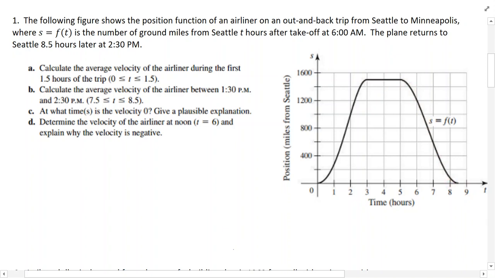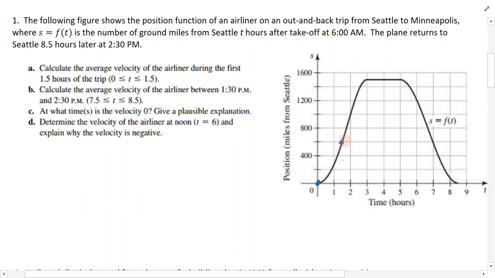So from this, we can answer a couple of questions. The first question says, I want to calculate the average velocity of the airliner during the first 1.5 hours of its trip. In other words, what is the average velocity when time is between 0 and 1.5? So over here on the graph, we have 0 and 1.5, which is about right here at 600. So I want to know, what is the average distance here?